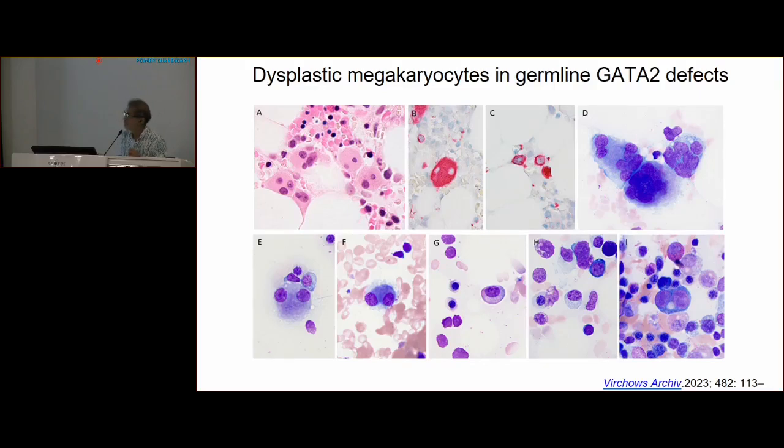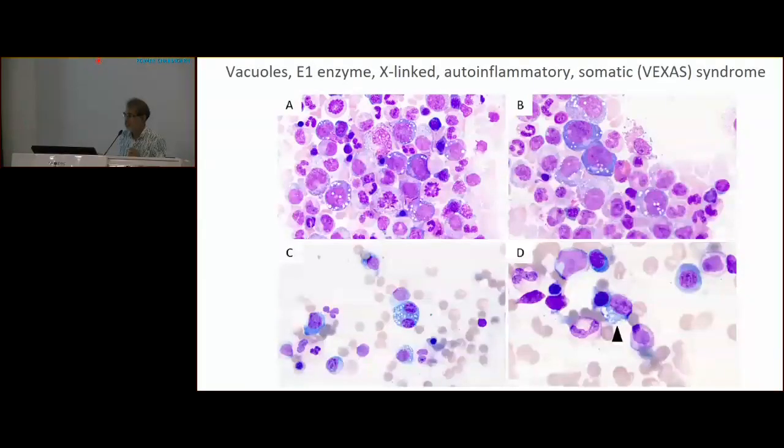And then there's another syndrome which is known as VEXAS syndrome, which is caused by a somatic mutation. And here you've got abnormal vacuoles in both erythroid and myeloid precursors. So these you can pick up on peripheral smear examination or a careful bone marrow examination.